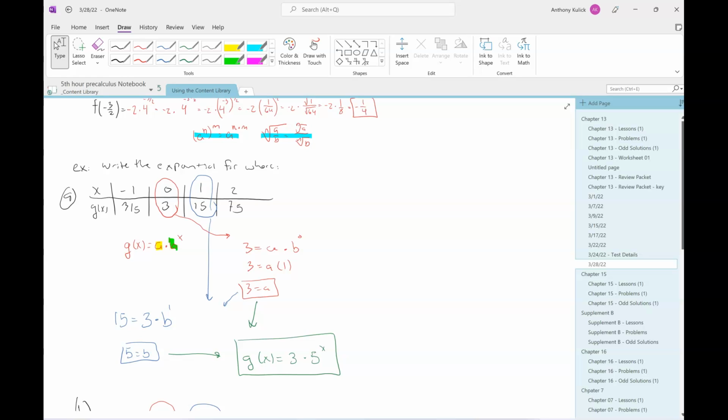If it wanted to write the exponential model to describe this data, then you could get R values that weren't one. But if it's like, write the equation for this data, equation implies it's a perfect fit, as a model is an approximate fit. You know what I mean? So just like verbiage there.